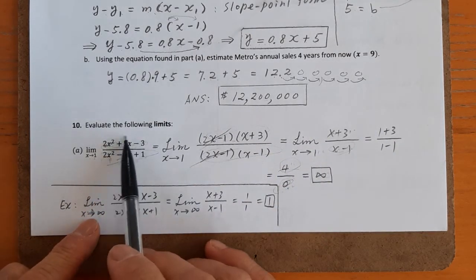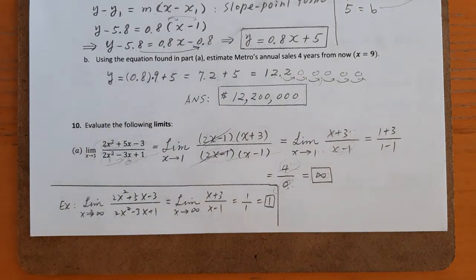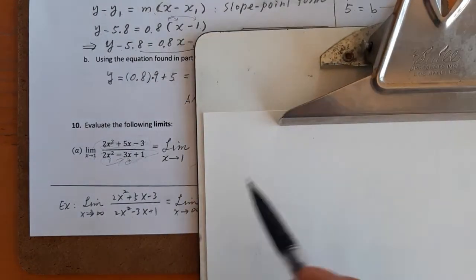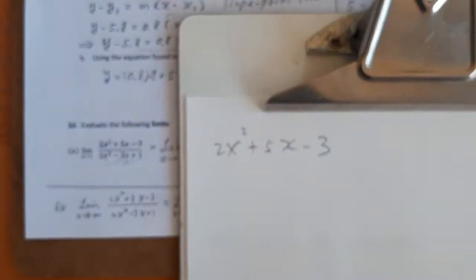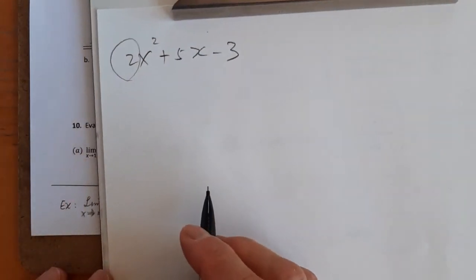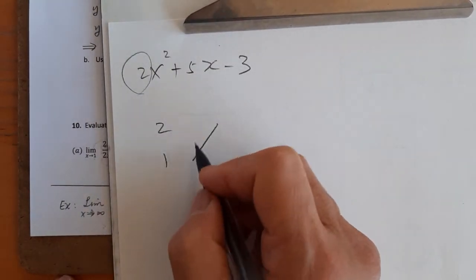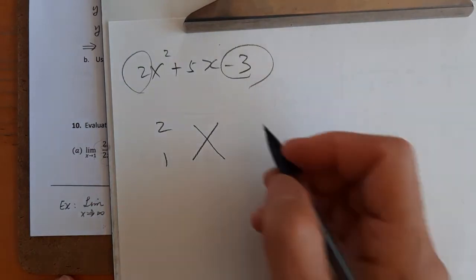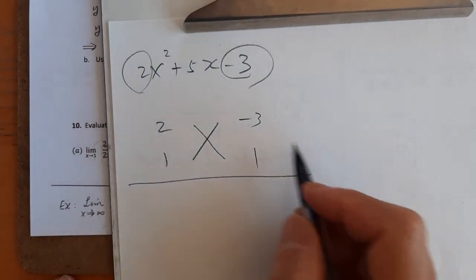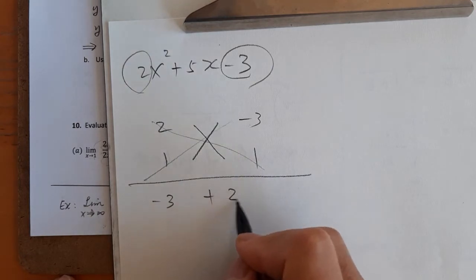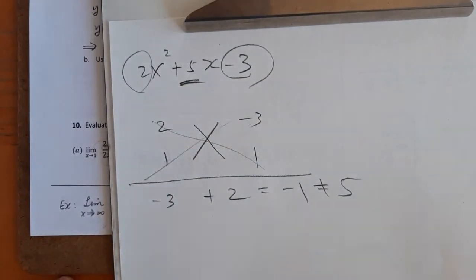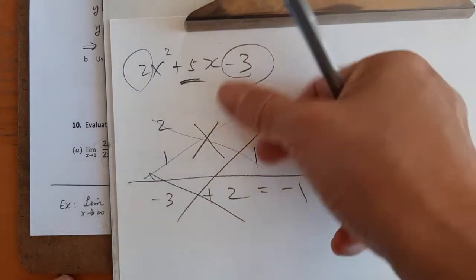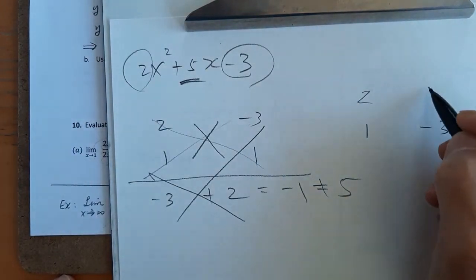And how to factor 2x squared plus 5x minus 3? First of all, 2 is 2 times 1. Cross multiplication: negative 3, you can put negative 3 times 1. If you cross multiply, this negative 3, this 2, add together equals negative 1. It's not the x coefficient positive 5, so this is not right. But you can switch it: 2, 1, negative 3, 1.